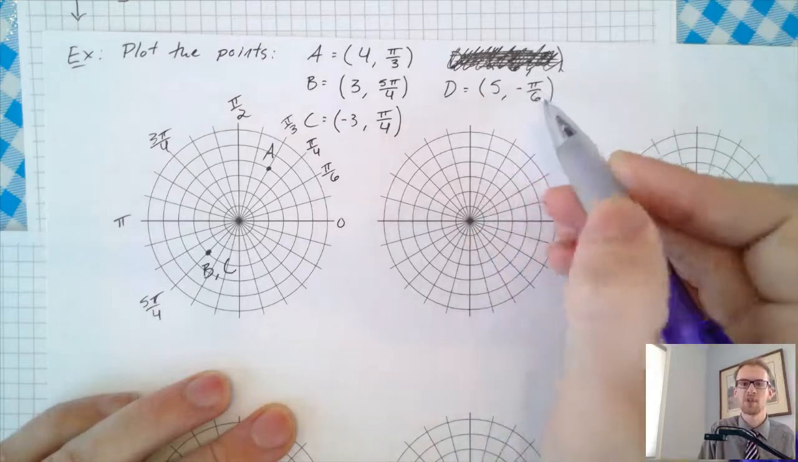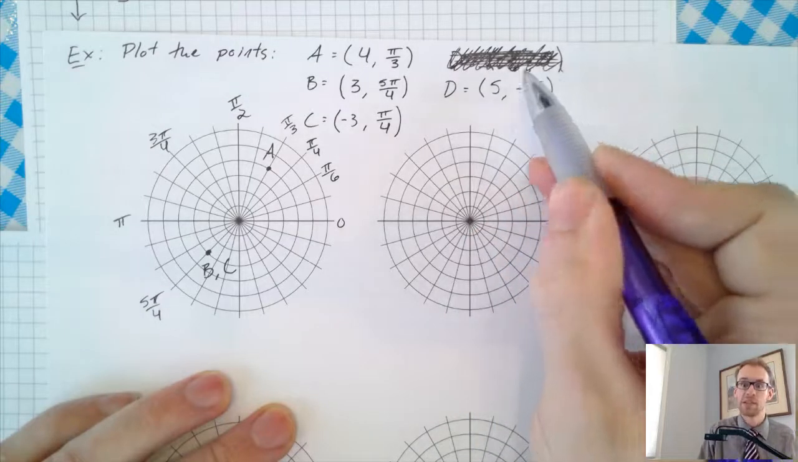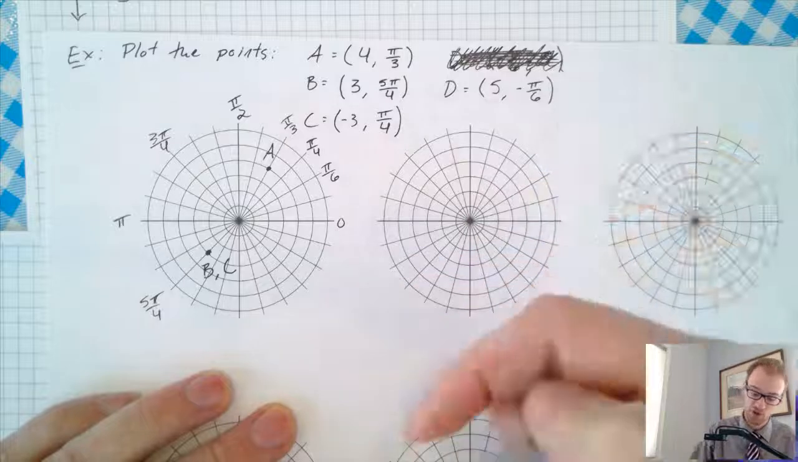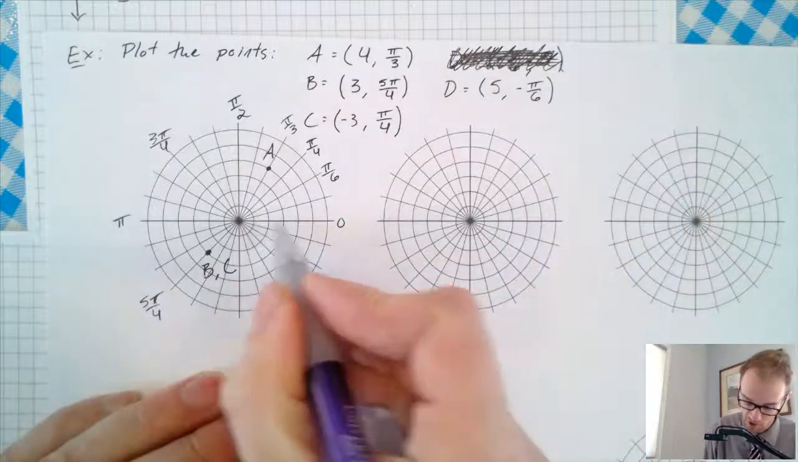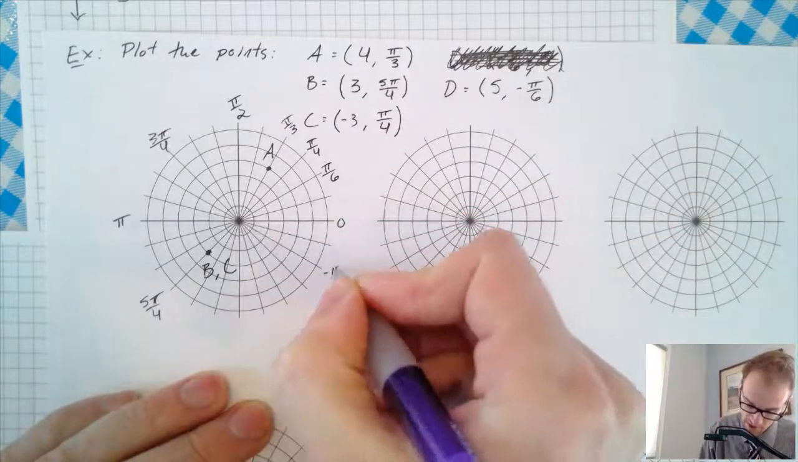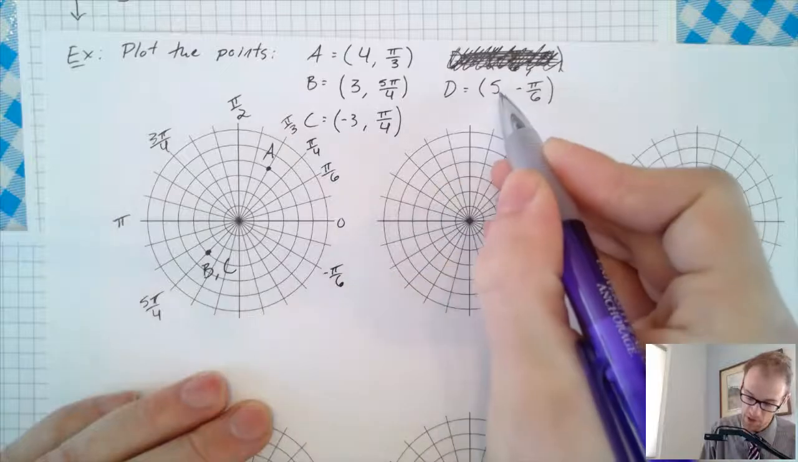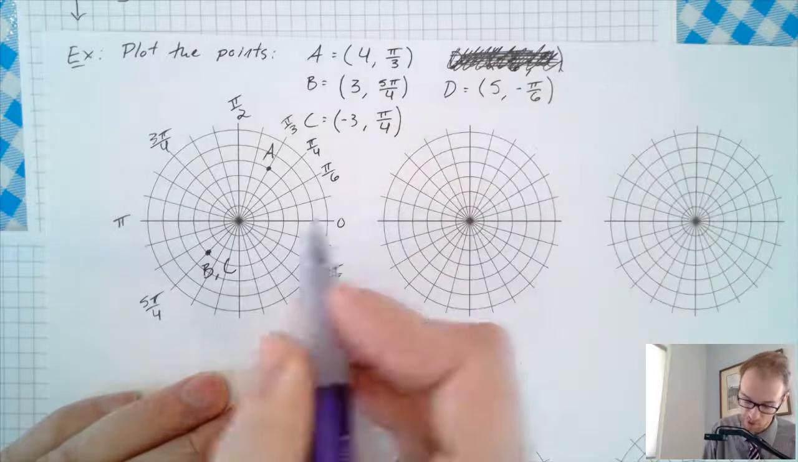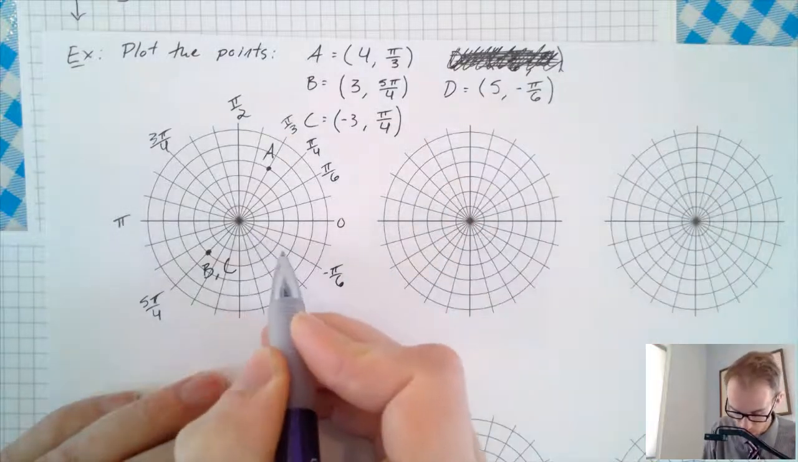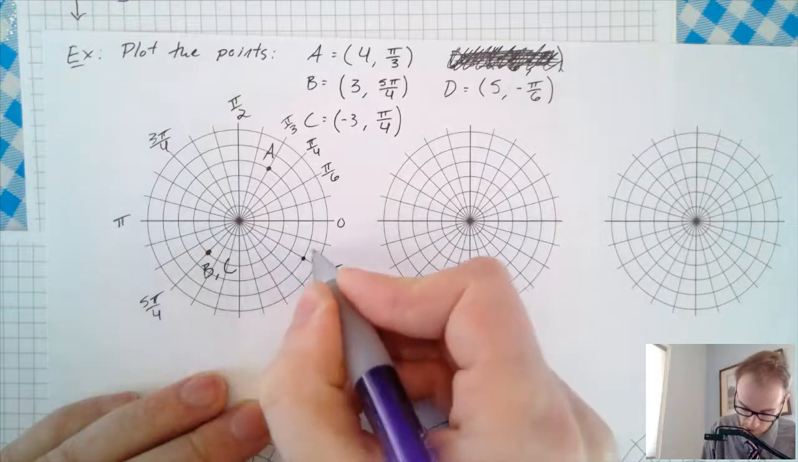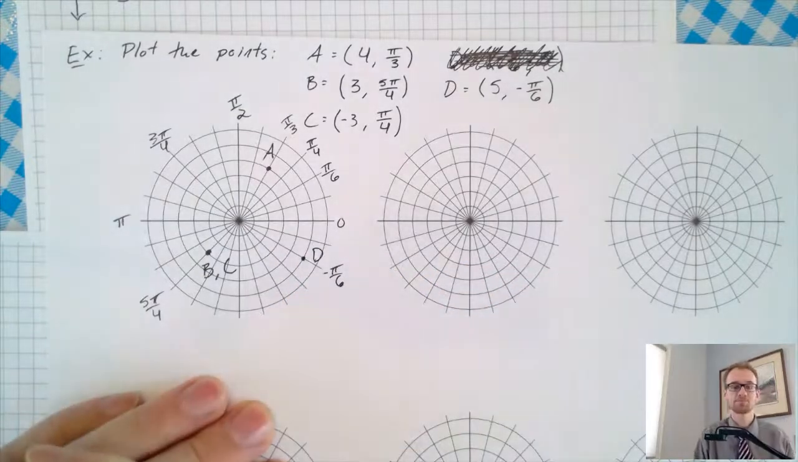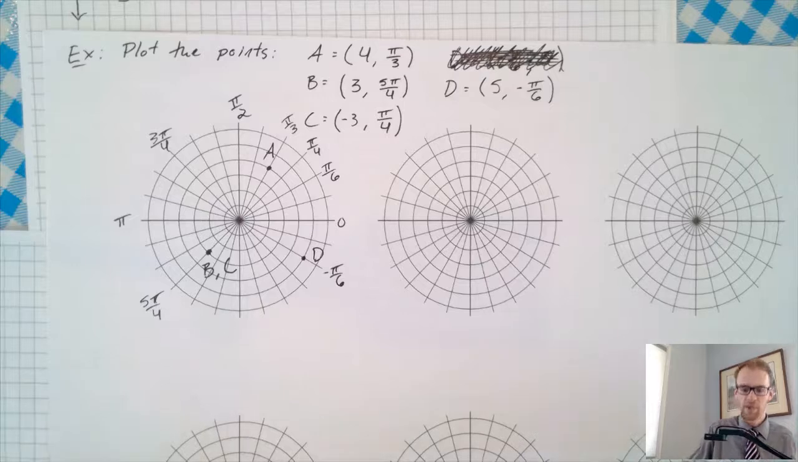I just threw this in here so that you remember how to achieve a negative value for theta. You just go clockwise, right? So here's 0, negative pi over 6 is going to be right there. And we're going to be at a distance of 5 away from the origin. 1, 2, 3, 4, 5. So there is point D.